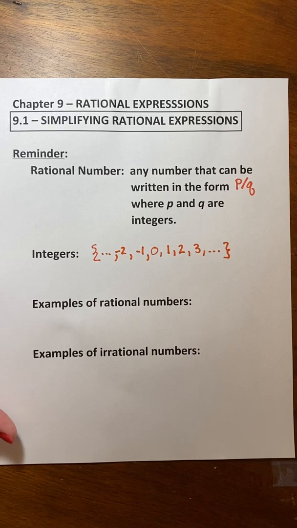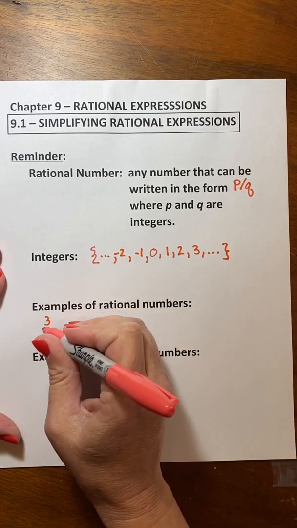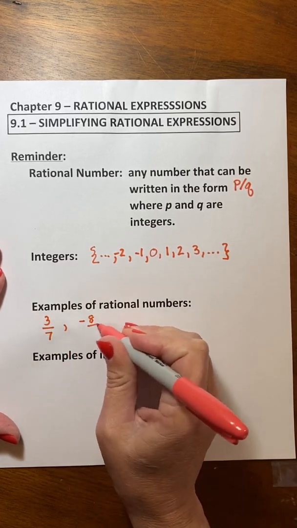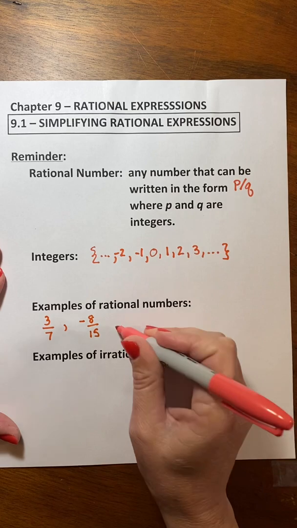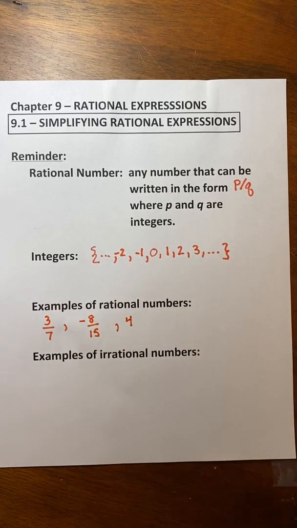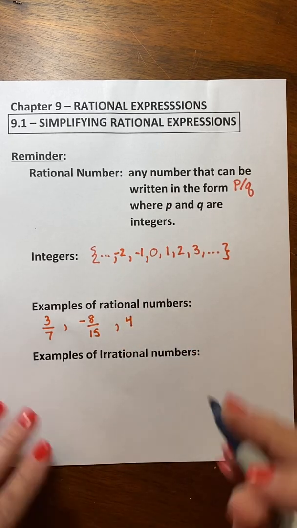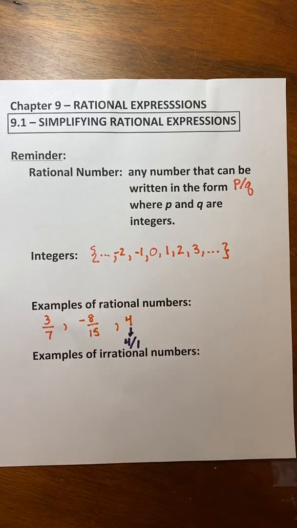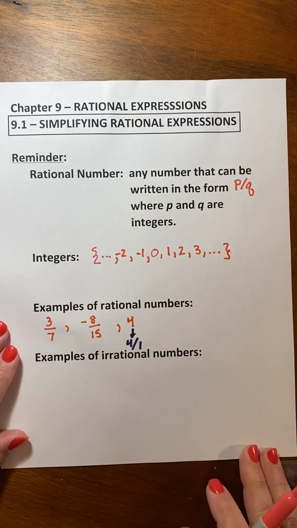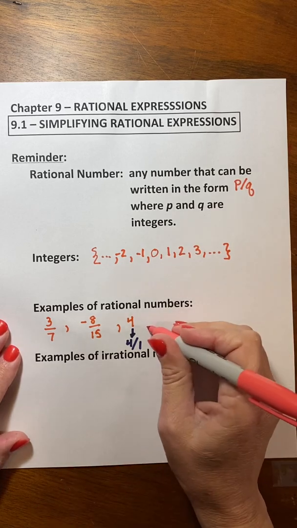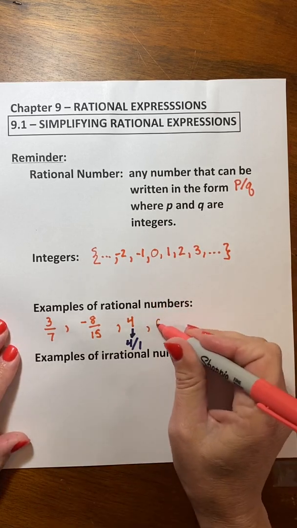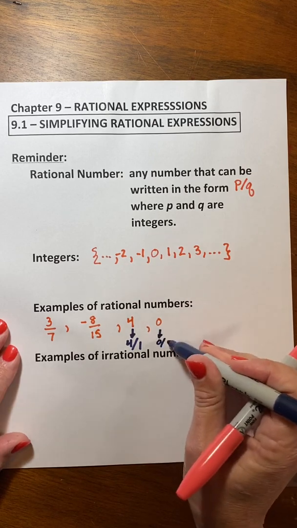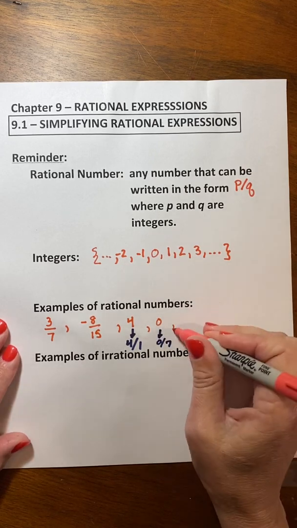Examples of rational numbers would be 3 sevenths, negative 8 fifteenths. 4 is a rational number because 4 can be written as a fraction. We can write it, for one example, as 4 over 1. We could write it as 8 over 2. There's infinitely many new ways to write 4. 0 is a rational number because 0 is just 0 over any non-zero number.